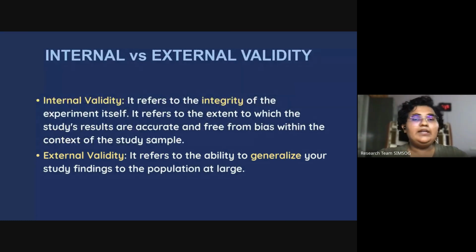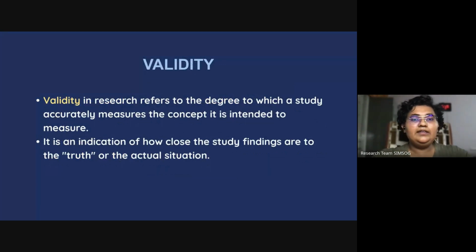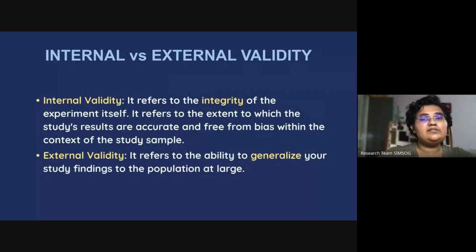Okay. Validity is the degree to which a study accurately measures the concept. So if I'm trying to see if factor A affects disease B, and I'm designing a study based on this concept, how accurate my design is, or how accurate my results are, that is the validity. It can be of two types, right? Internal validity is the integrity of the experiment. So if the experiment itself is accurately designed, does it actually represent how factor A affects disease B, that is internal validity.